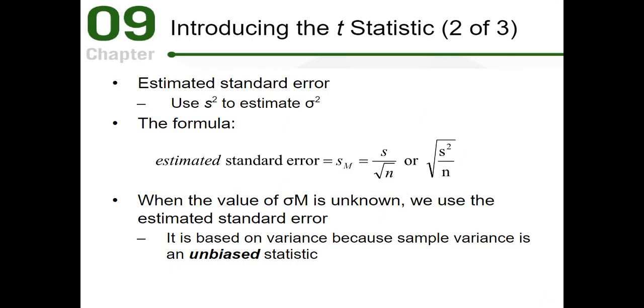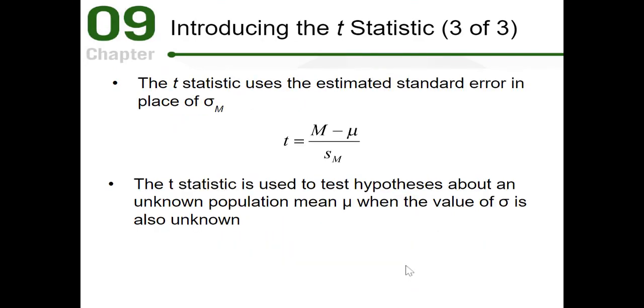When the value of the standard deviation is unknown, we will use that estimated standard error because it's based on variance, and the sample variance is an unbiased statistic. The T statistic uses the estimated standard error in place of that standard deviation. The T statistic is used to test the hypothesis about an unknown population when the value of the standard deviation is also unknown.